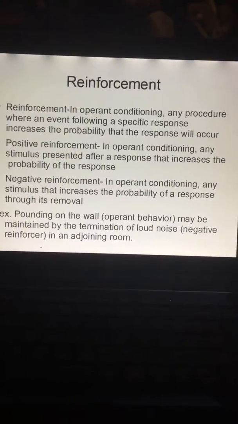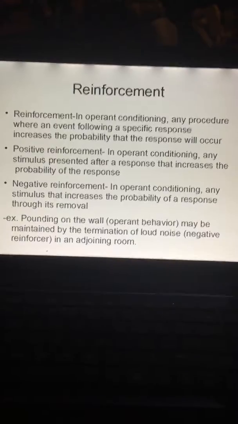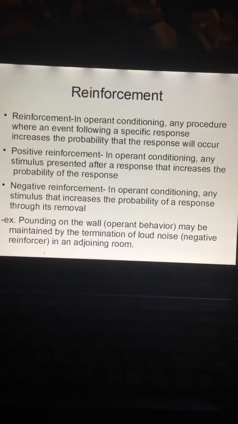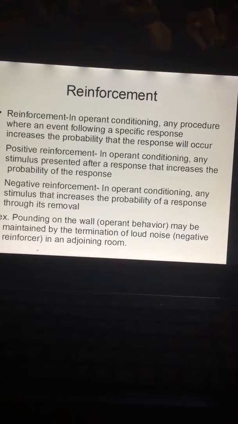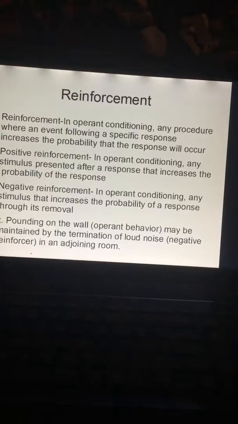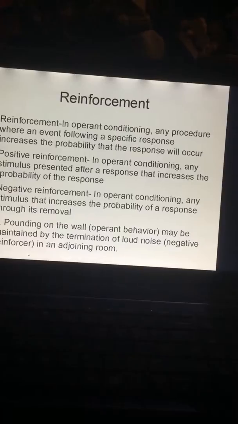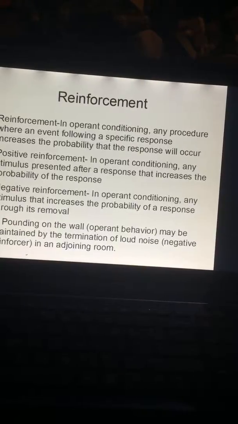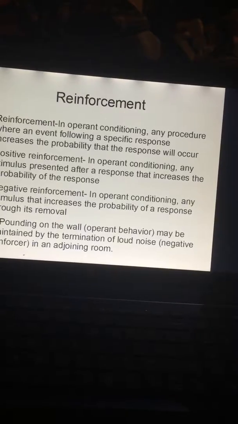Okay, we talked about the difference between operant conditioning and classical conditioning. They are both a form of associative learning. In classical conditioning, you associate a conditioned stimulus with an unconditioned stimulus, such as the bell with food, or a rat with a loud noise behind a baby's head.